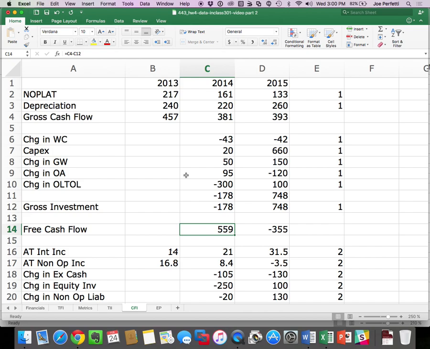So what does the negative 178 gross investment tell you in 2014? You probably cut your investment. Well, it's not just cutting. Did they actually spend money on gross investment? They actually disinvested in the business in 2014. So now go one level down. Why was it negative 178 in 2014? What caused the company to disinvest in 2014?